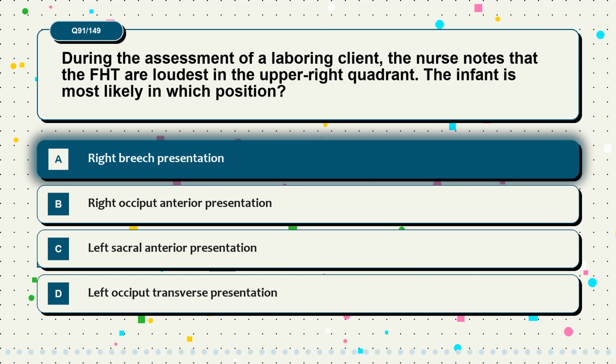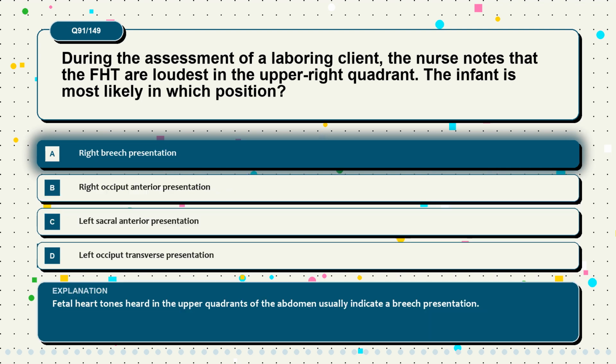The correct answer is option A. Right breech presentation. Fetal heart tones heard in the upper quadrants of the abdomen usually indicate a breech presentation.